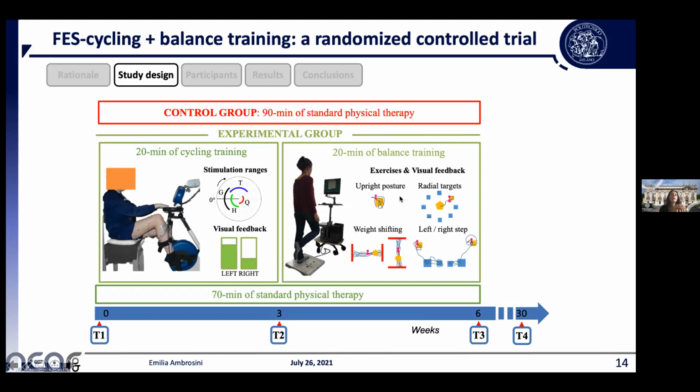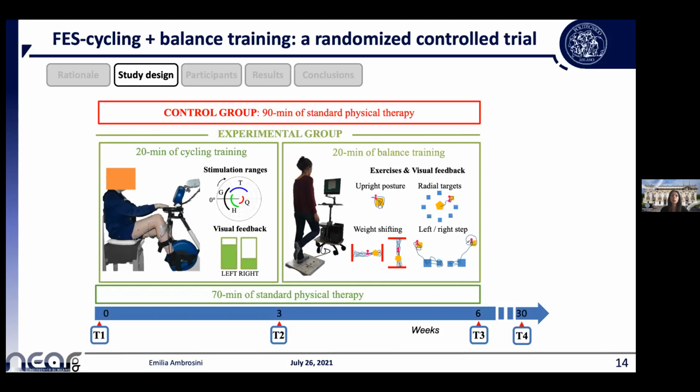So the idea was that in the first phase, when they were still not able to stand, they were performing cycling training plus FES in order to activate lower limb muscles. And then in a second phase, after the first 3 weeks, they performed another 3 weeks in which they were training on standing balance, both static and dynamic balance. The main question that we had was if this type of intervention was more effective than standard physiotherapy in improving gait performance at the end of the training.